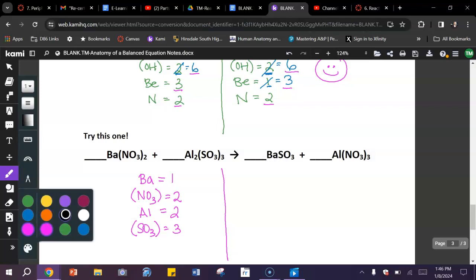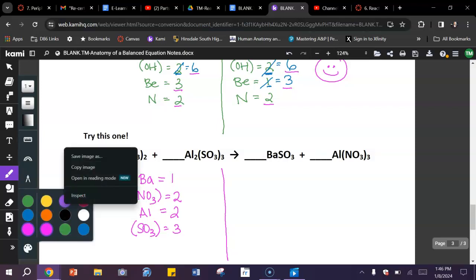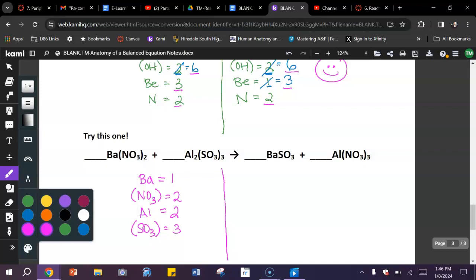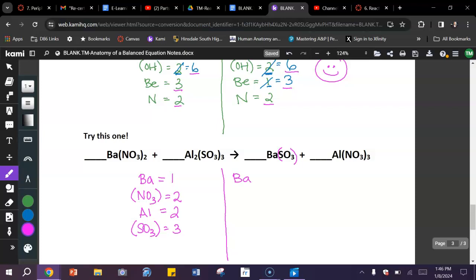Here's the thing about polyatomic ions. If there's only one polyatomic ion, you usually don't see parentheses. So knowing that SO3 is a polyatomic ion, I'm just going to draw my parentheses there. And now I'm going to write in all of my ions and atoms.